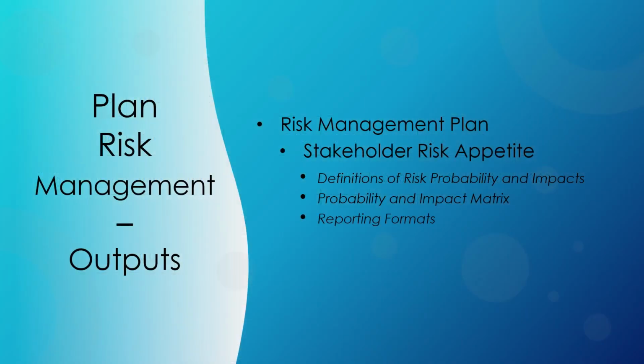Reporting formats define how the outcomes of the project risk management process will be documented, analyzed, and communicated. This section of the risk management plan describes the content and format of the risk register and the risk report, as well as any other required outputs from the project risk management processes. Tracking documents how risk activities will be recorded and how risk management processes will be audited.